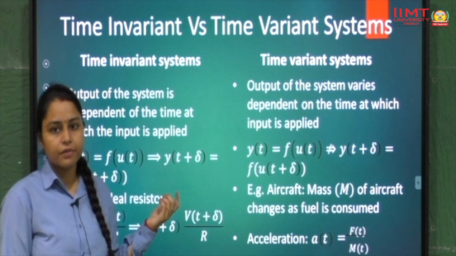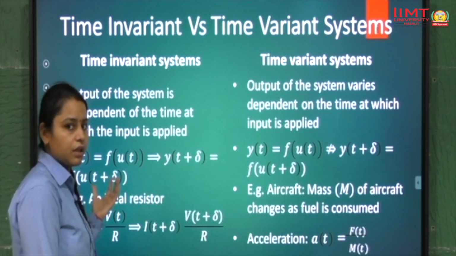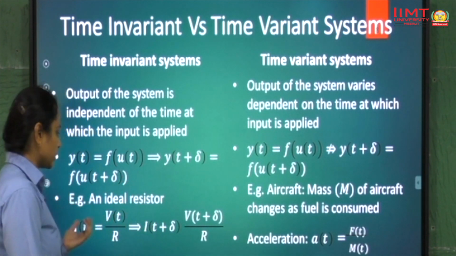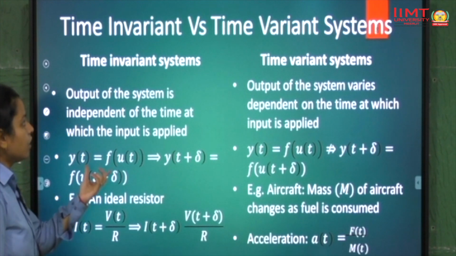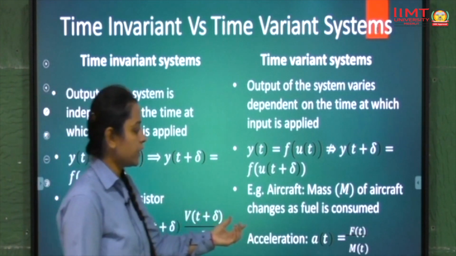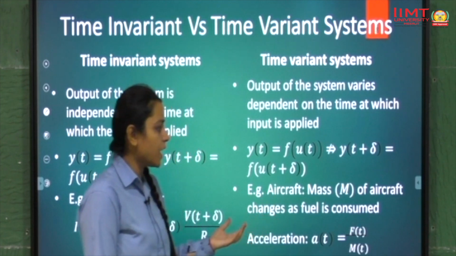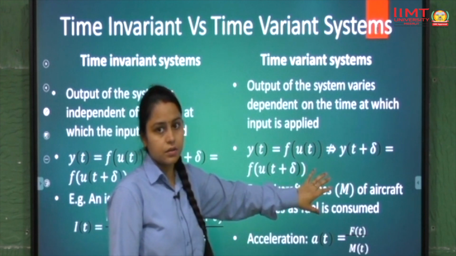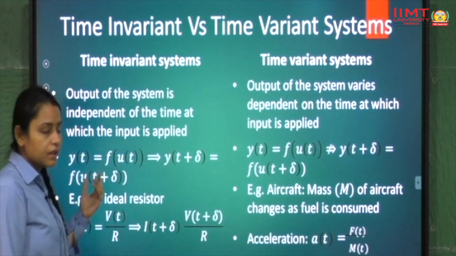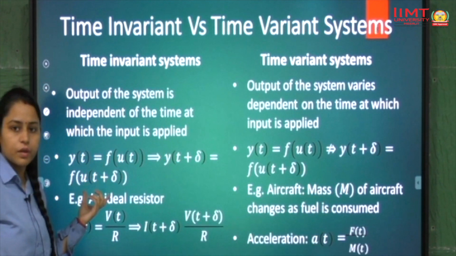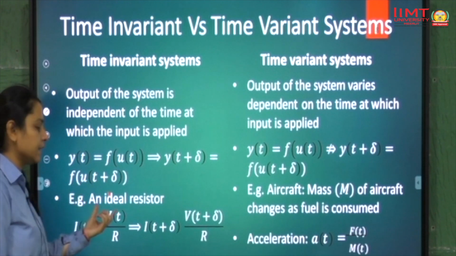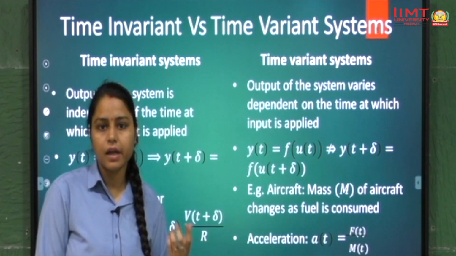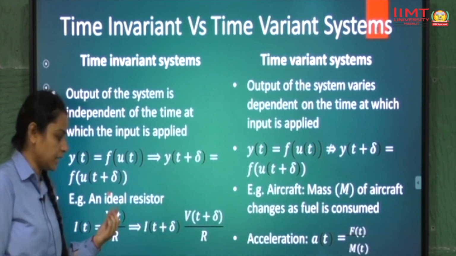Another classification of system is time variant and time invariant. As the name suggests, time variant systems are those which vary with time. The output varies with time with respect to input. The example of a time varying system is aircraft mass, where the output varies with respect to time. Time invariant systems are those where the output does not vary with time. The example of this is an ideal resistor, because the current is fixed depending upon R and the value of V, it does not depend on time.